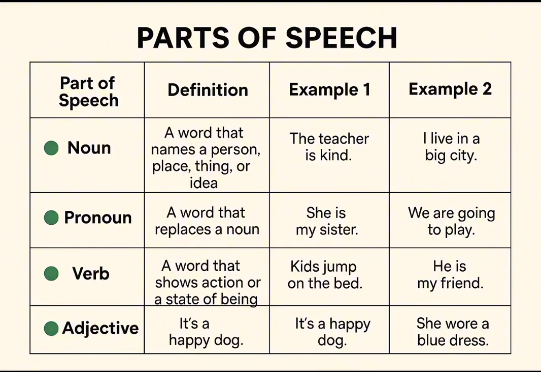1. Noun. A noun is the name of a person, place, thing, or idea. Examples: teacher. The teacher is kind. City. I live in a big city.